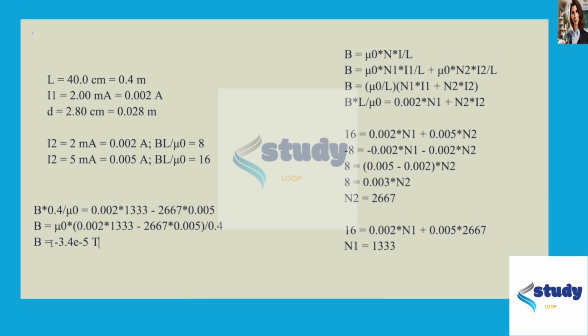Tesla. And this minus sign here again indicates that the field is now in the opposite direction as it was before, because before we had only positive values for B. So we don't know what direction that original B is, but this minus sign now tells us that it's going to be in the opposite direction as it was before. But this magnitude is going to be 3.4 times 10 to the minus 5 Tesla.